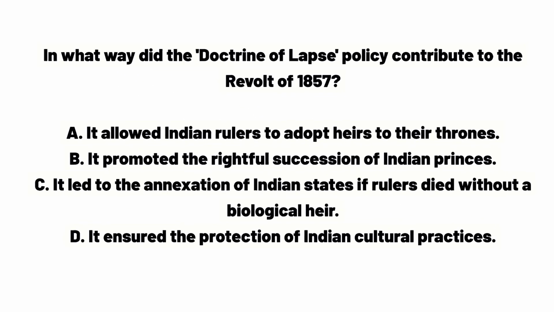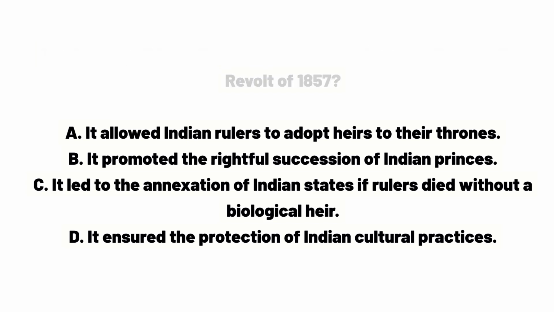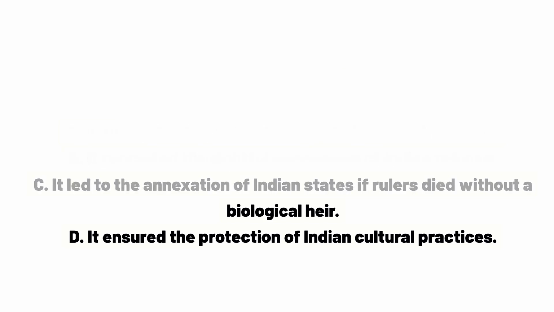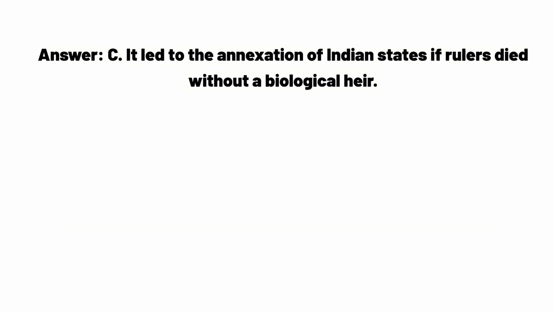In what way did the doctrine of lapse policy contribute to the revolt of 1857? A. It allowed Indian rulers to adopt heirs to their thrones. B. It promoted the rightful succession of Indian princes. C. It led to the annexation of Indian states if rulers died without a biological heir. D. It ensured the protection of Indian cultural practices. Answer. C. It led to the annexation of Indian states if rulers died without a biological heir.